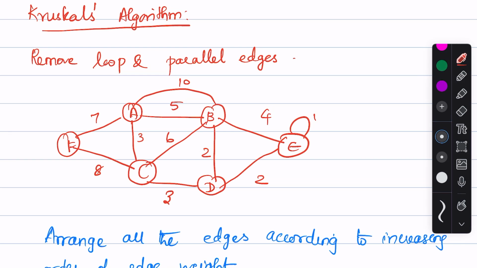In this video, let us see about Kruskal's algorithm. In Kruskal's algorithm, we construct the minimum spanning tree. In order to construct the minimum spanning tree, first we have to remove the loops and the parallel edges in the given graph. Say that we have got two parallel edges and one loop here.